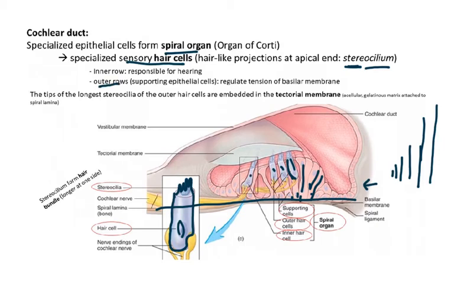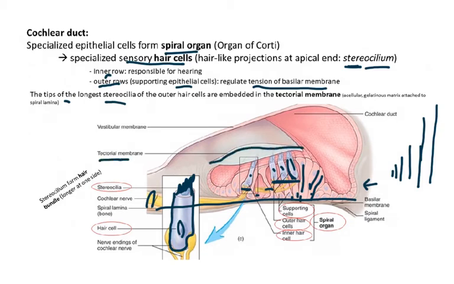And technically these outer rows, these three cells here that we see, are supporting cells. They regulate the tension of the basilar membrane, so they tune this region of the basilar membrane. And then this inner row, so this cell here, is the one that's actually responsible for hearing. But all of these are going to be connected to the sensory neurons that are part of that vestibular nerve. Okay, so the tips of the stereocilia at the ends of the hair cells are embedded in what's called the tectorial membrane.